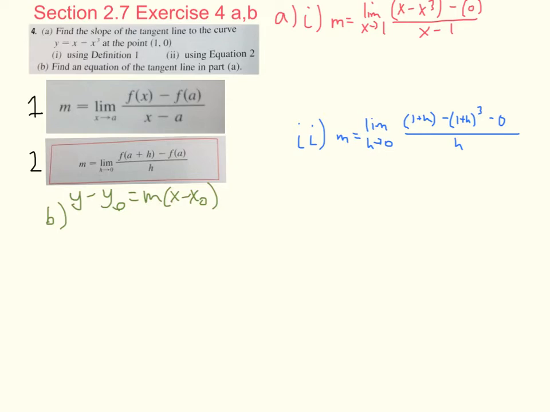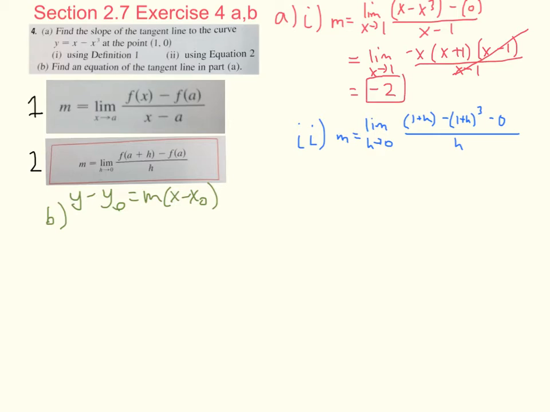If we look at the top, we can factor that. So the limit as x approaches 1 of negative x times x plus 1 times x minus 1 over x minus 1. And as these limits go, we can cancel these two out. And so as we substitute in x equals 1, we're going to get the limit is negative 2. So done with the first part.